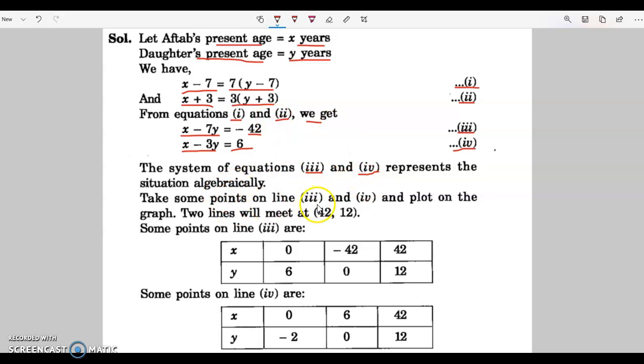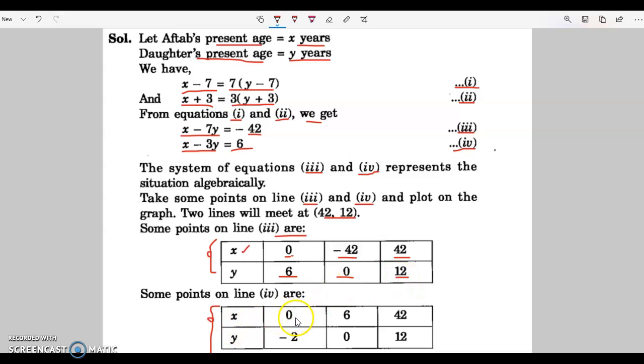So let us take some points on the lines of equations 3 and 4 and plot them on the graph. Two lines will meet at 42, 12. These are some of the points that we can represent through equation 3 and these are the points which we can represent in equation 4. So x comma y, x coordinates can be 0 in the first case, minus 42 in the second case and plus 42 in the third case. For y coordinates, 6, 0 and 12 in the three situations.